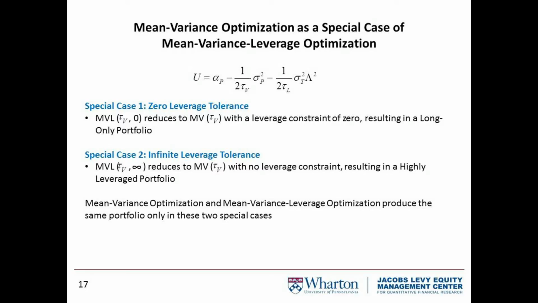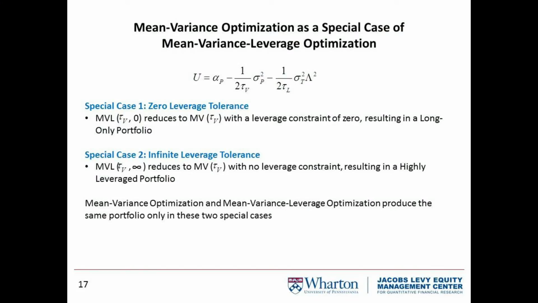This investor dislikes leverage, won't want to take on any leverage, and will hold a long-only portfolio. But when that third term goes away because the leverage is zero, you see that the utility formula will be like the mean variance formula. It will have the first two terms, but it won't have the third term. So leverage tolerance at zero is indeed a special case of the broader mean variance leverage optimization model for long-only portfolios. There's also another special case, which is when the investor has infinite leverage tolerance.